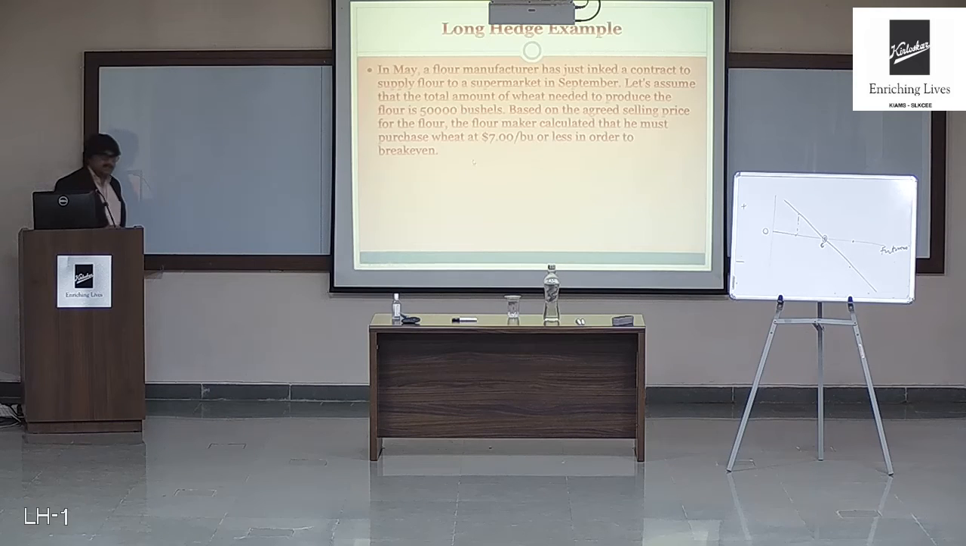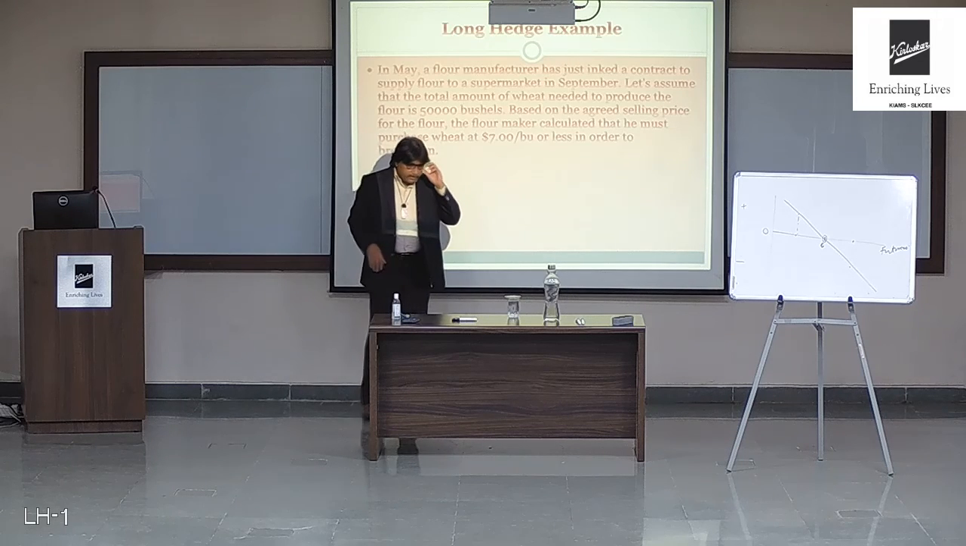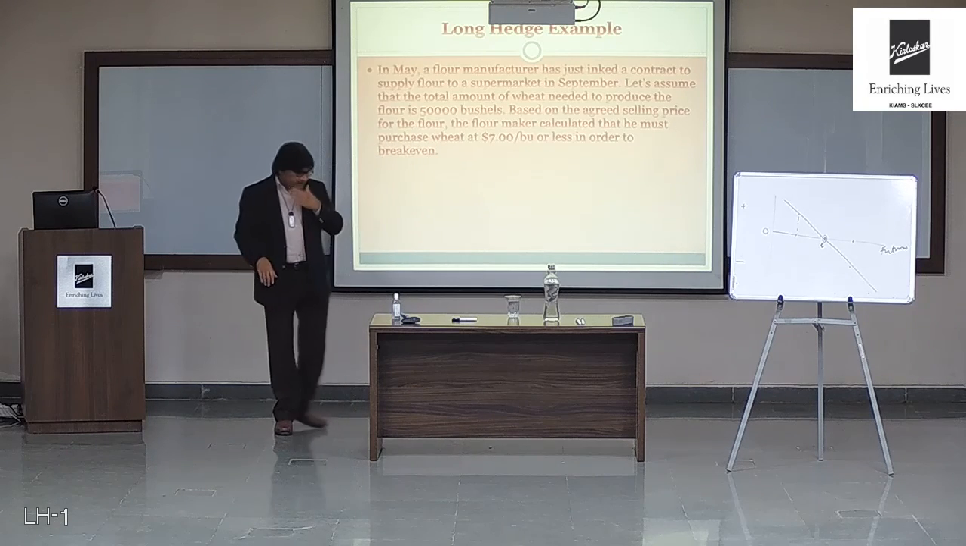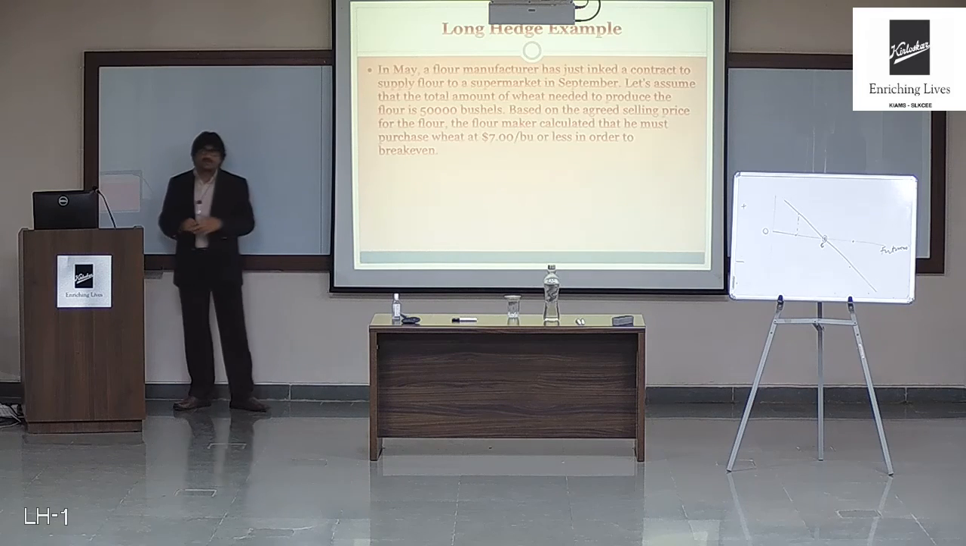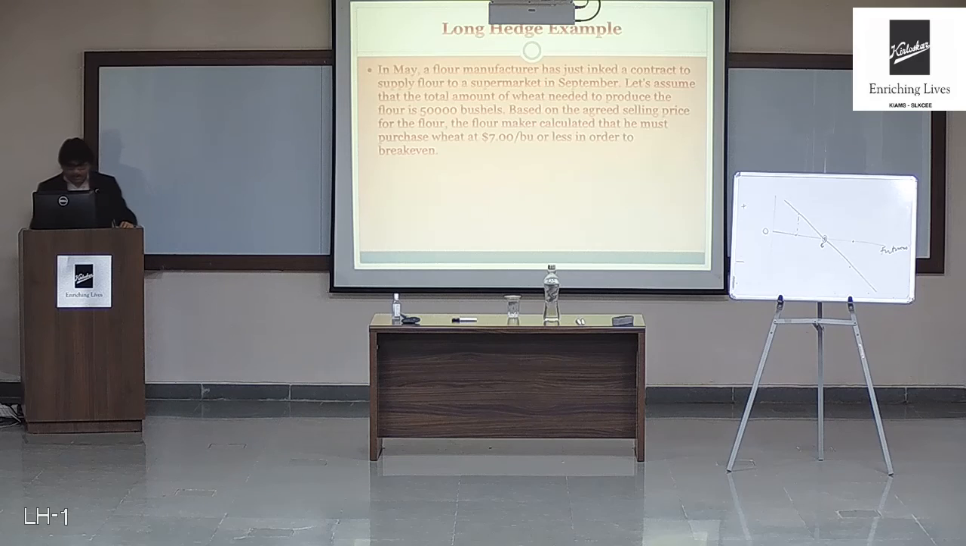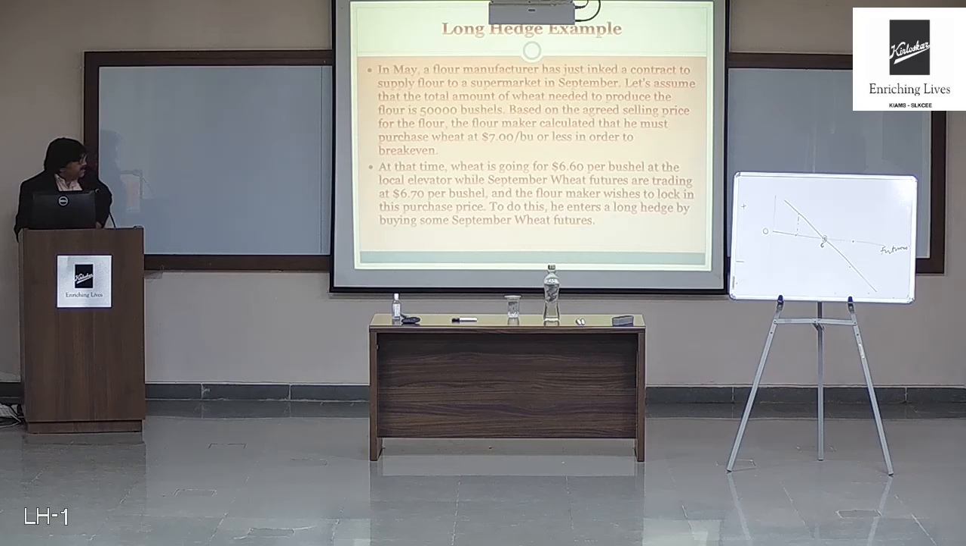Now see, this example is multifaceted. We are talking about the flour maker who is supplying the flour to the supermarket. We are not talking about the supermarket, we are talking about the flour maker. The flour maker has to purchase the wheat at $7 per bushel or less in order to break even. That is the given information. At the time, wheat is going for 6.6 per bushel at the local elevator. So the present price is 6.6 per bushel.